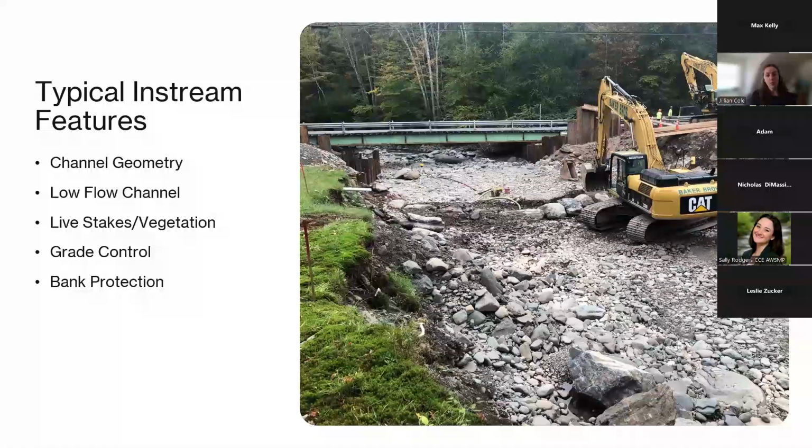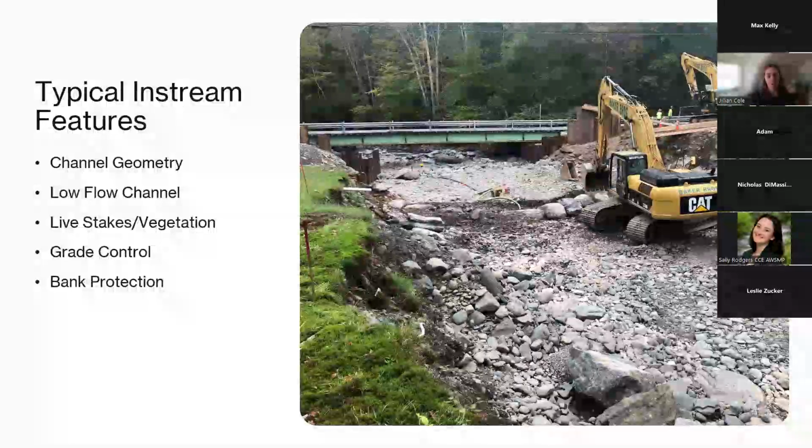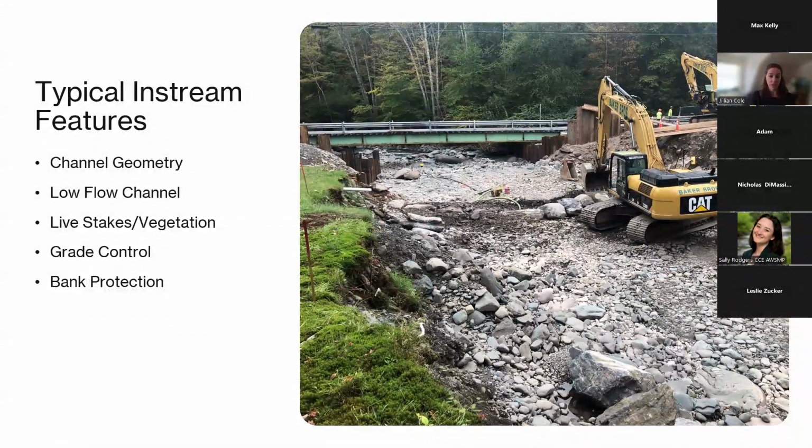And then some typical in-stream features you can incorporate to help maintain or improve the stream function include having appropriate channel geometry. So having a bankfull channel, maybe a low flow channel if sediment transport or deeper water for fish passage is a concern.